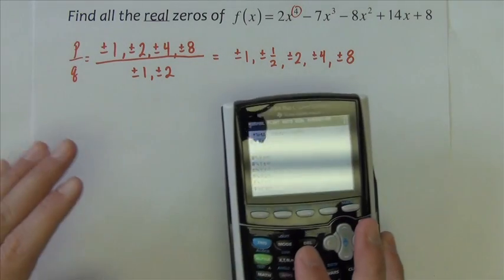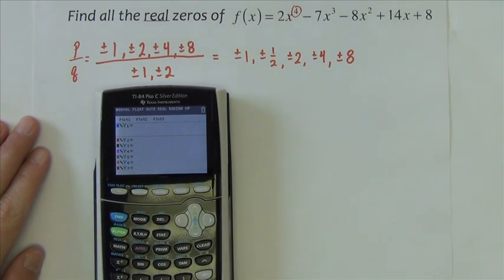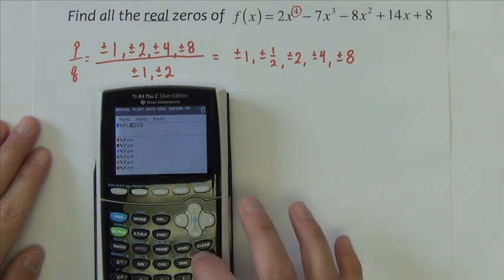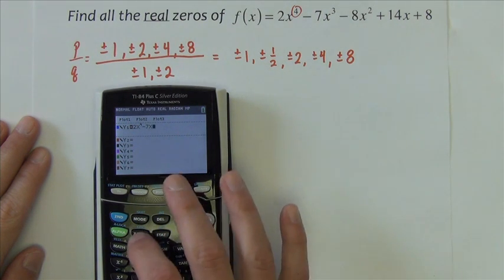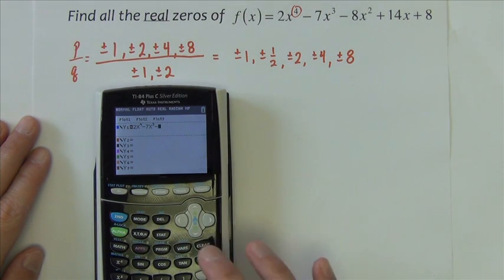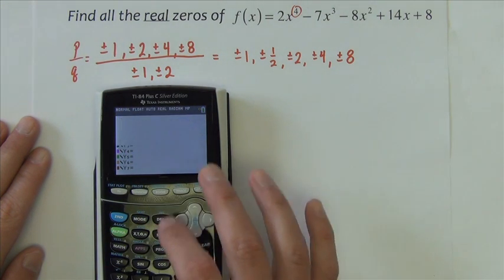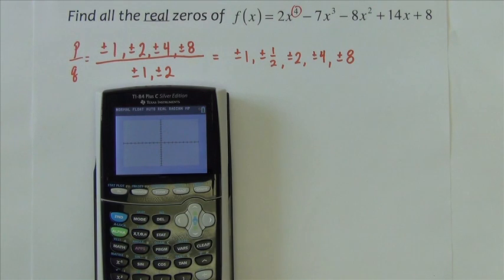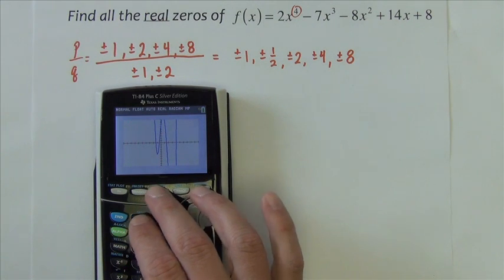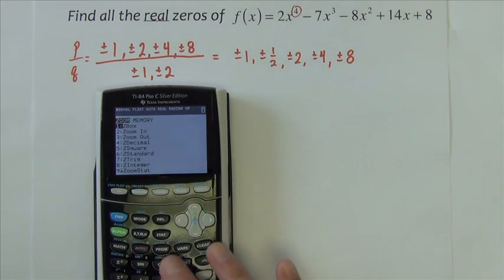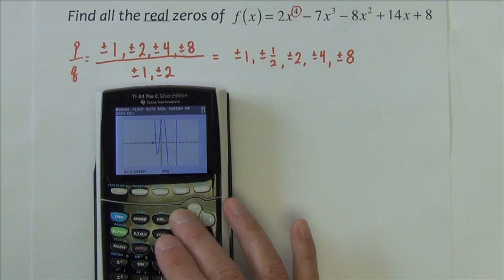I'm going to use the graphing calculator to do that again. So let's see, we've got 2x to the 4th minus 7x to the 3rd minus 8x squared plus 14x plus 8. And let's see what the calculator looks like. Alright, let me blow this up a little bit with a zoom box again, just like we did on the last one.